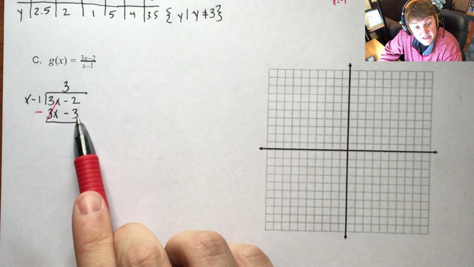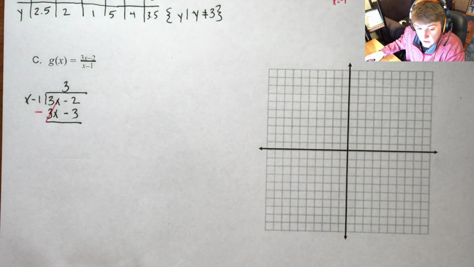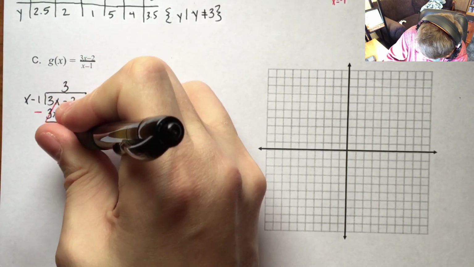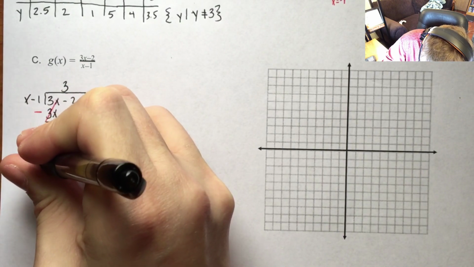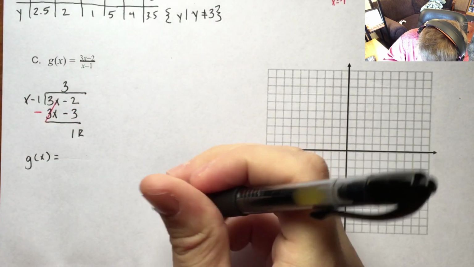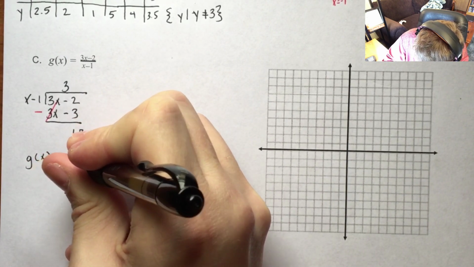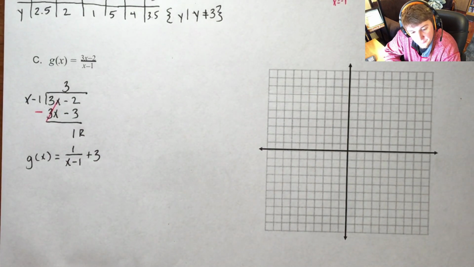-2 minus -3 is how this is to read, because we have minus a negative. Okay, so -2 minus -3 is going to be +1, which is my remainder, which means my new function, g of x, is now 1 over x minus 1 and then plus 3. Okay, there's my new function.